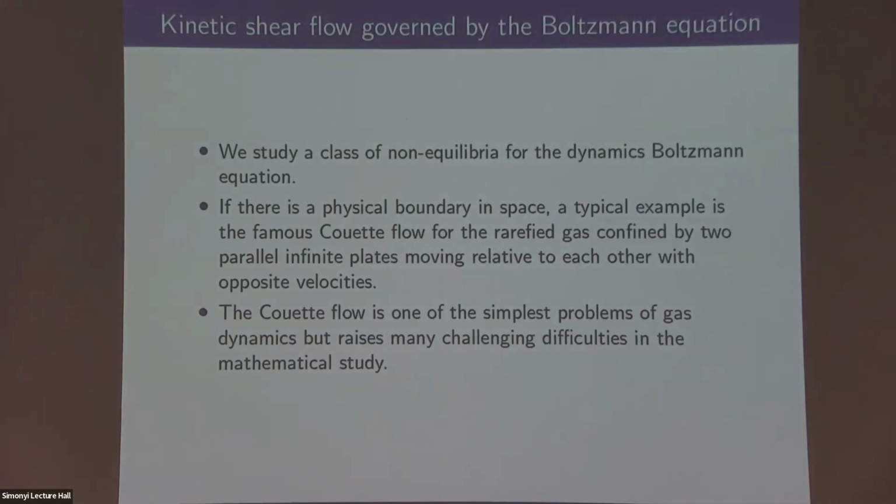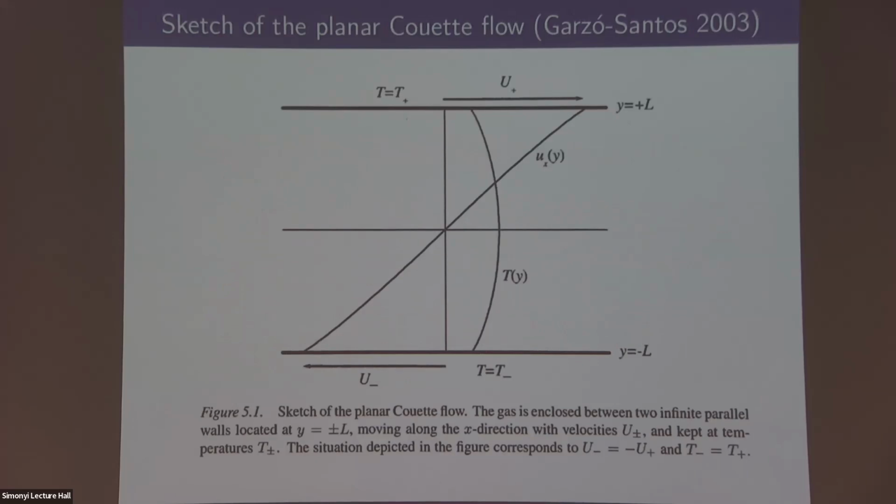Okay, so this is what I want to explain a little bit. We're studying a class of non-equilibria for the dynamics of the Boltzmann equation. If there's a physical boundary in space, a typical example is the famous Couette flow for the rarefied gas confined by two parallel infinite plates moving relative to each other with opposite velocities in opposite directions. The Couette flow is one of the simplest problems of gas dynamics, but raises many challenging difficulties in its mathematical study.